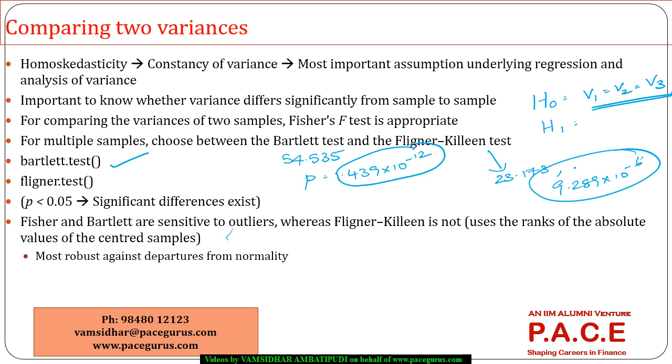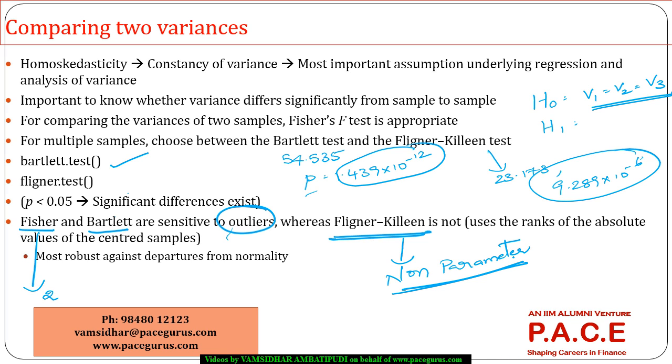Now, a few important points here. The Fisher's F-test, which we computed with respect to two samples, versus the Bartlett test when you work with three or more samples, we need to understand that they are all sensitive to outliers. Whereas the Fligner-Killeen test is actually a non-parametric test. The Fisher and Bartlett tests are parametric tests, so they are very much sensitive to outliers. Whereas the Fligner test is not sensitive to outliers because it is not relying on the parameters, it's not computing the mean, etc. It is using the ranks of the absolute values rather than the actual values.